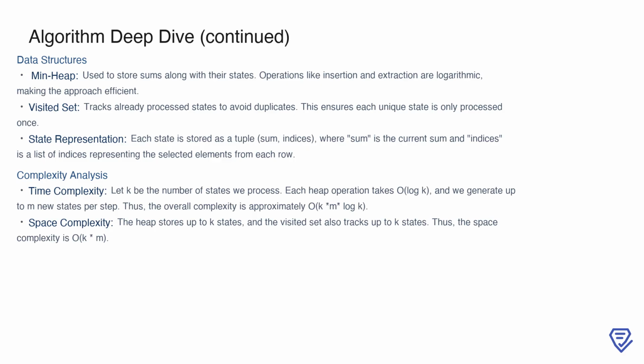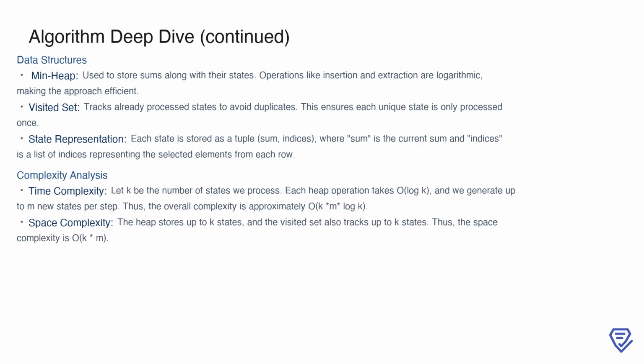The min-heap stores sums along with their states, and its logarithmic time complexity for insertion and extraction makes it ideal for this problem. The visited set tracks already processed states to prevent duplicates, ensuring that each state is processed only once. Each state is represented as a tuple containing the current sum and the indices of selected elements from each row.